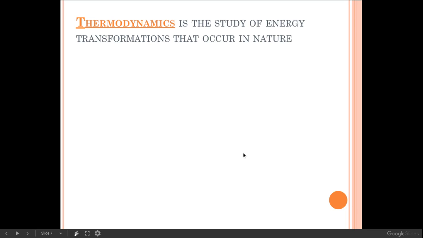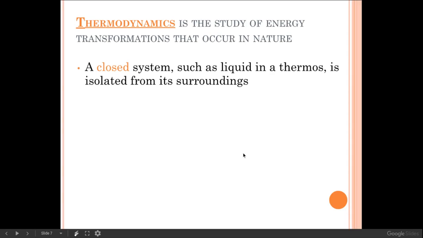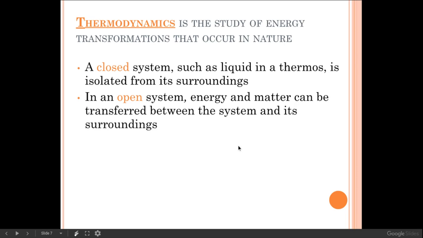When we're talking about energy transfers and transformations, we're talking about thermodynamics. In thermodynamics, we're talking about a couple of different systems. A closed system, like a liquid in a thermos, is isolated from its surroundings. So it's closed. Nothing is coming in and nothing is going out. However, when we're talking about organisms, we're really talking about open systems, where energy and matter are transferred between the system and its surroundings. So there's a flow happening between them. Organisms, again, are open systems. We have food coming in, we have wastes going out, we have energy flowing through us.